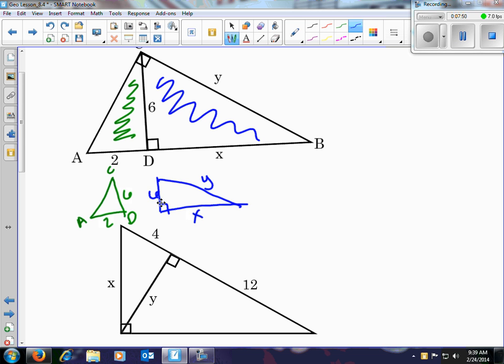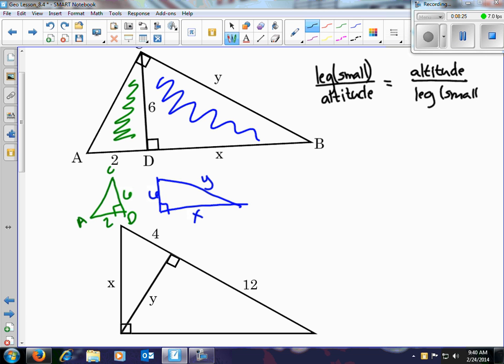Now this is a right angle here, and we also know that this one is a right angle here. So now we are going to use a proportion, and we're going to use this with right triangles. I'm going to set up my proportion to look like this. We're going to have small leg divided by the altitude, or the height, is equal to altitude over small leg. This is the first triangle, and this is the second triangle.